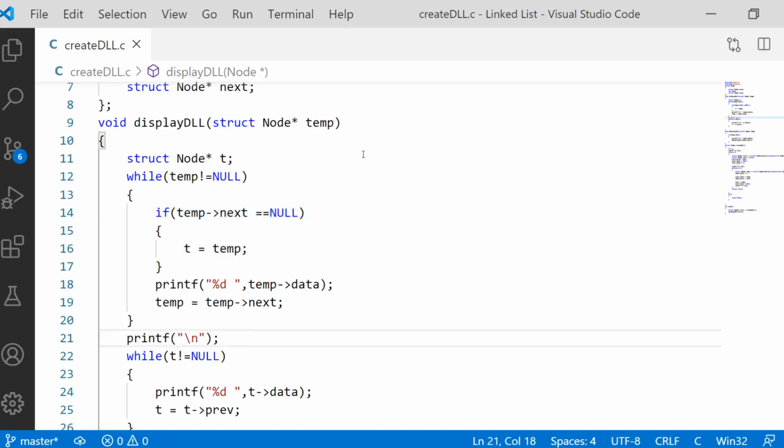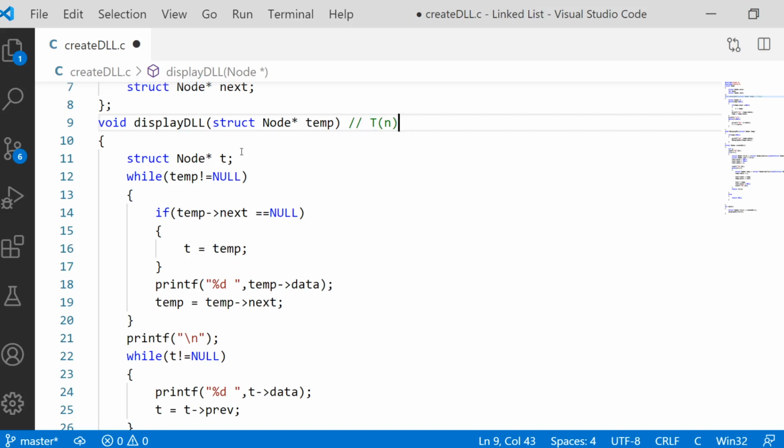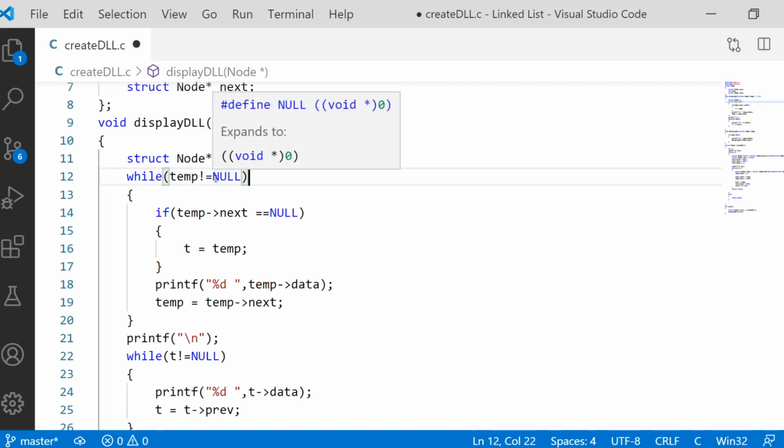Time complexity. Let us take this display function as time function T of n, where n is the total number of nodes available in the doubly linked list. T is not required because we are not going to do the backward traversal. So let us start with this while. How many times will this loop condition be checked? For the first node, second node, third node, up to the nth node, and also for null. Null it will check, but the condition is false.